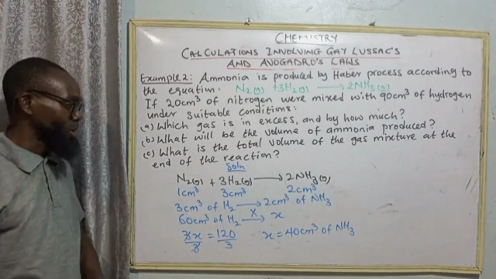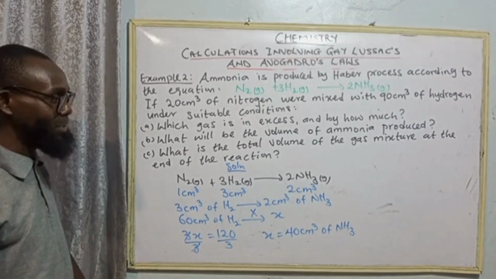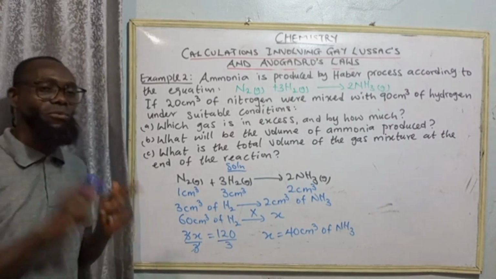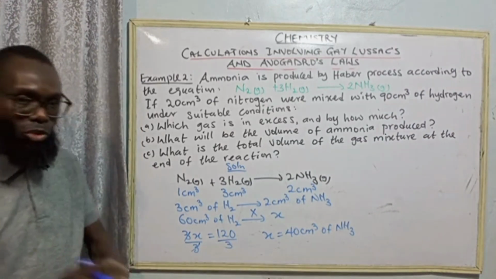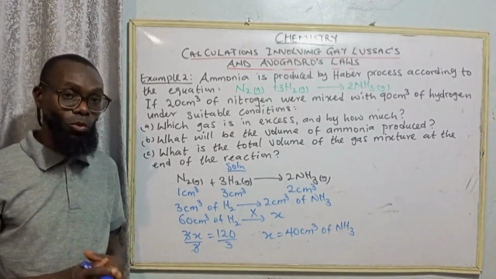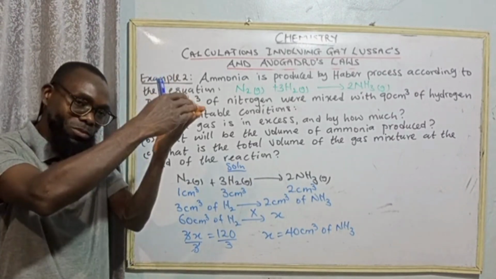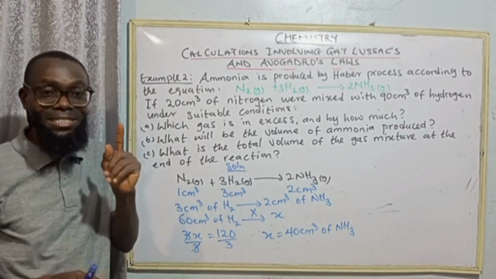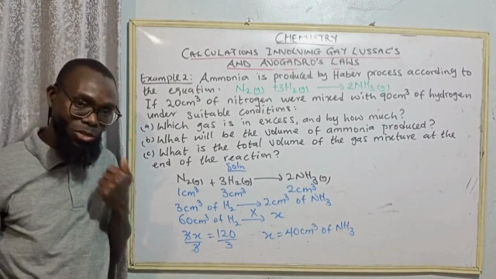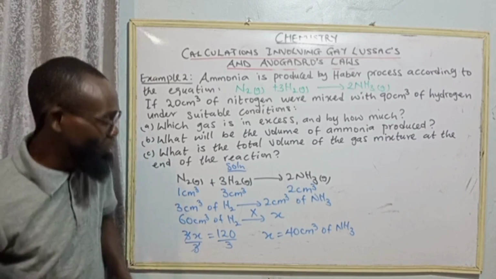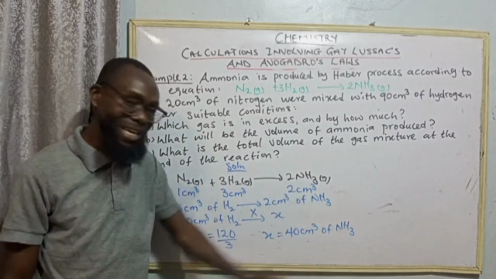Question C. What is the total volume of the gas mixture at the end of the reaction? Total volume of the gas mixture will mean the volume, the excess volume. And don't forget the gas that is in excess. It was hydrogen. By how much? 30 cm³. And also, ammonia gas will also be present.